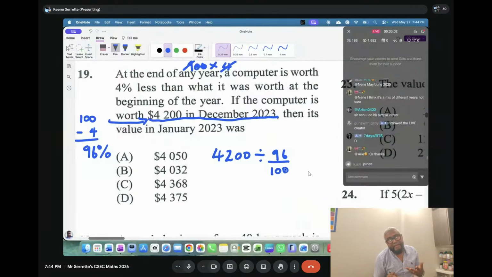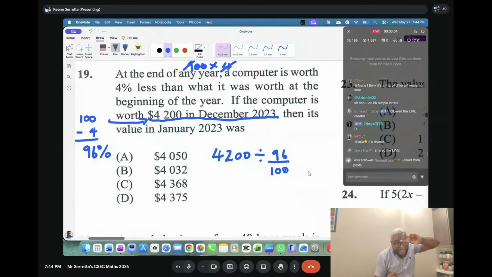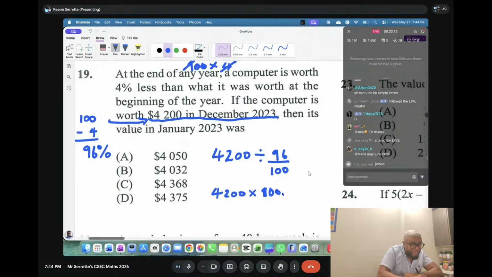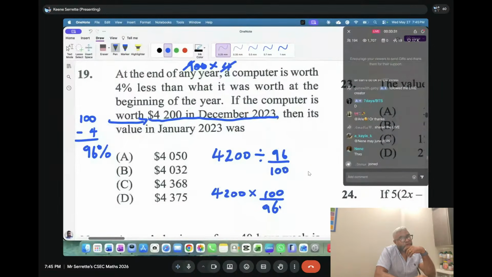What do we do here? You have to invert and multiply by 100 over 96. What are we reducing here? What could go into 96? 4. 4 into 96 would be 24, and 4 into 100 would be 25.